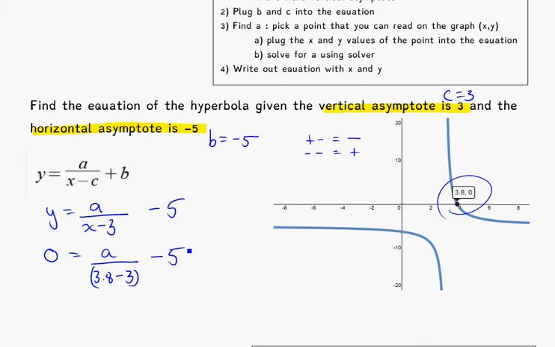Again, using solver, using anything you can think of to get this, be sure to write it out for yourself. I know now that a is going to be equal to 4. And once you know a, go ahead and put it back into the equation where you had b and c already put in. So my final equation to write out would be y is equal to 4 over x minus 3 minus 5. And again, use brackets underneath if there's more than one term and you've got to use your calculator. So watch out for that. Sometimes the information that you need, it will be given to you in words. Like I said here, vertical asymptote is 3, horizontal is negative 5.